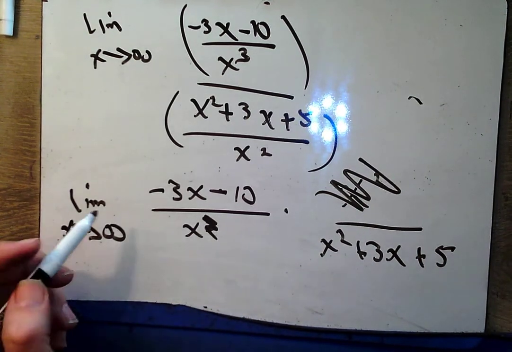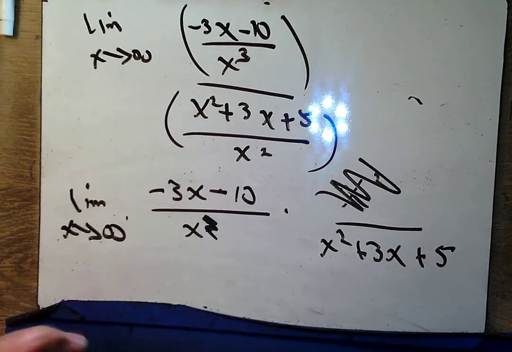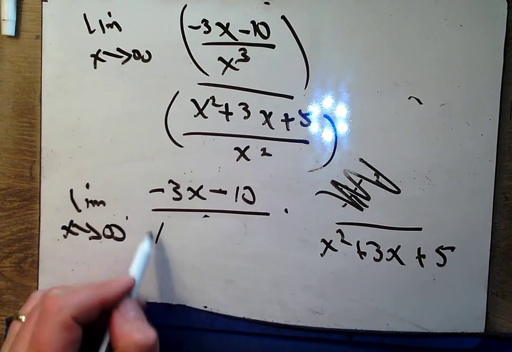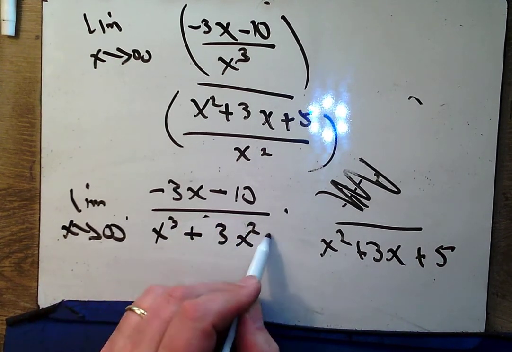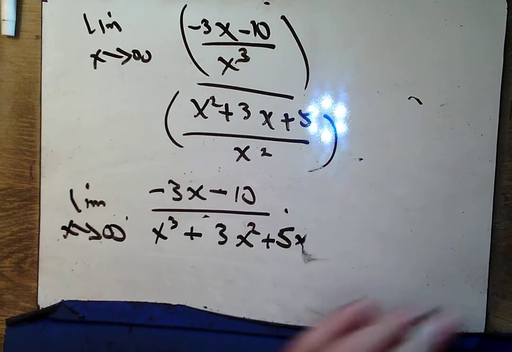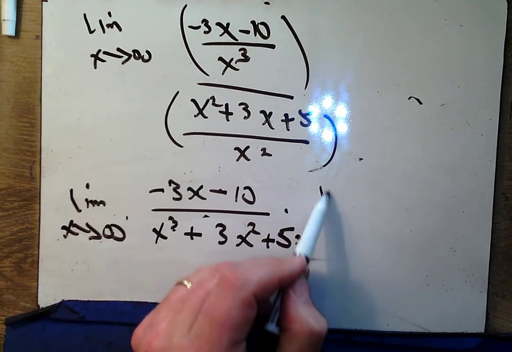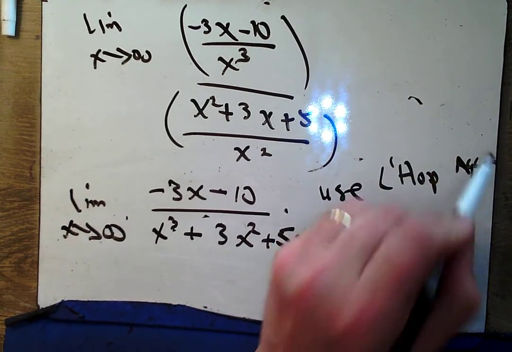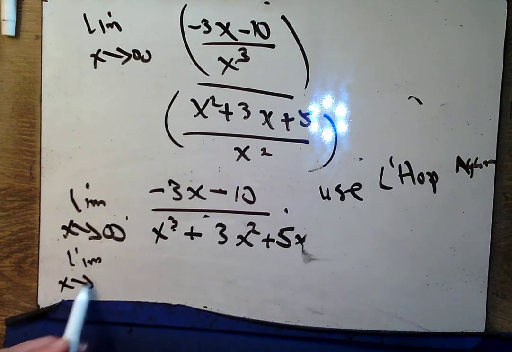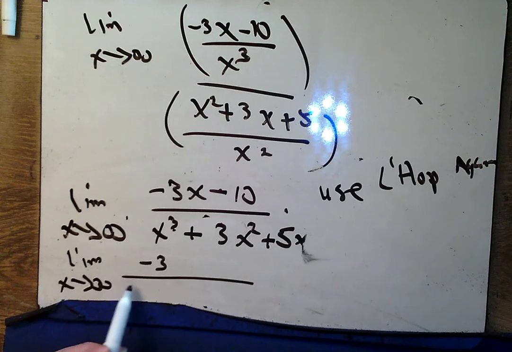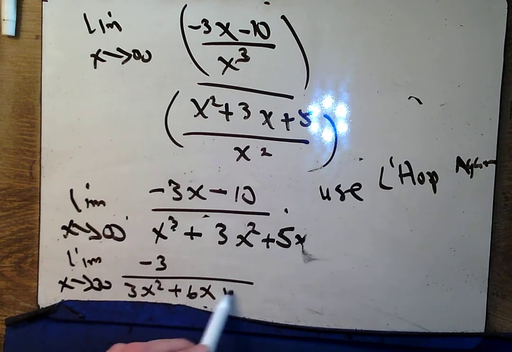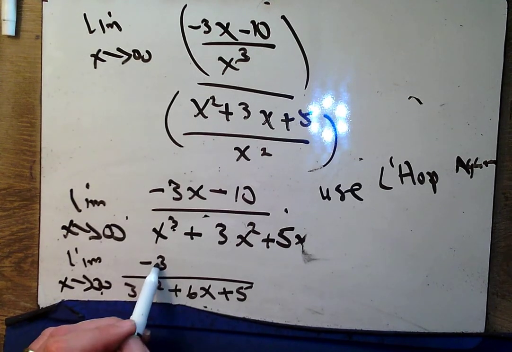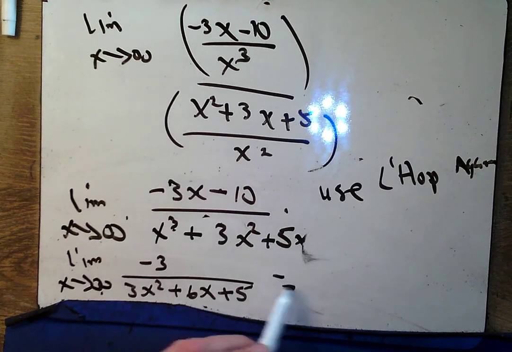And how's it looking now? Well, it still looks like infinity over a whole lot of infinity. Okay, so let's distribute that to these. X to the third plus 3x squared plus 5x. So I'm still getting infinity over infinity, so use L'Hopital's again. And when I do that, the limit as x heads to infinity of negative 3 over 3x squared plus 6x plus 5. Okay, so now I've got infinities down here.